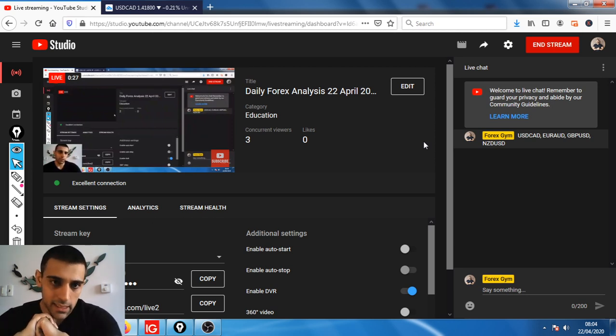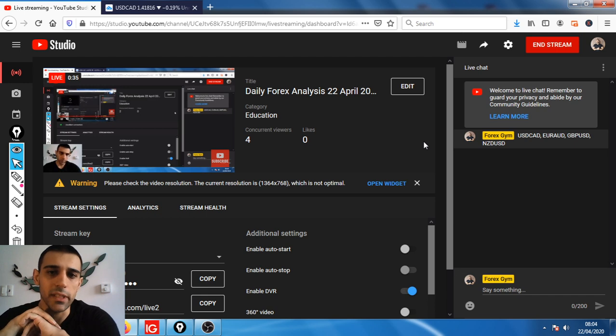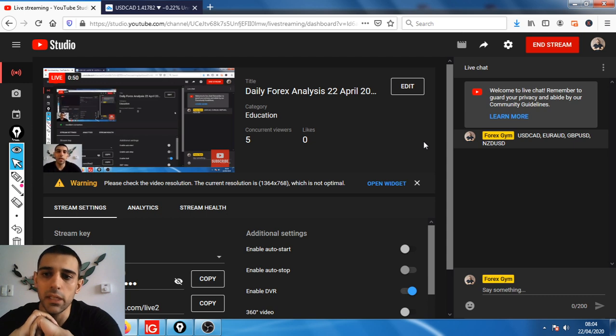And we're gonna start with, again, the same four currency pairs, pretty much similar to what we normally do on this live Daily Forex Analysis from Monday to Friday, 8 a.m. UK time. So I'm gonna jump in and start analyzing these four currency pairs, which we got in the chart box on your right. We're gonna start with the US dollar against Canadian dollar, followed by euro against Australian dollar, then British pounds against US dollar, and lastly New Zealand dollar against US dollar. So this is the four currency pairs.